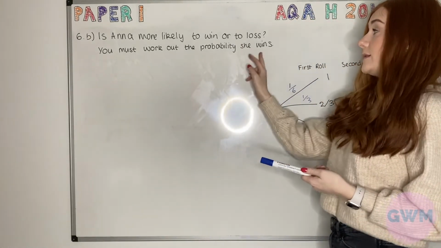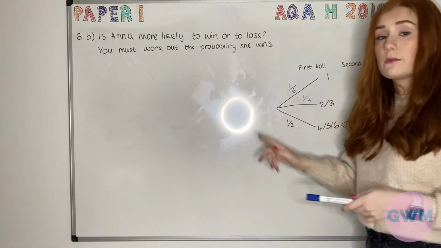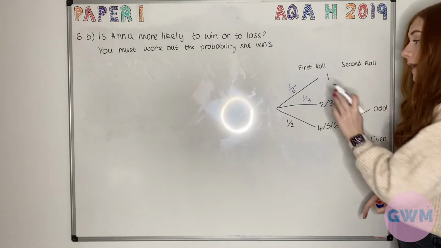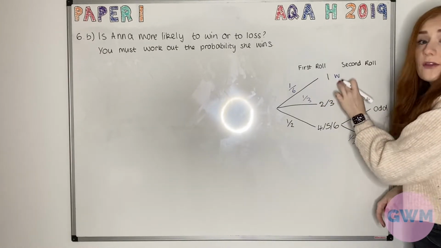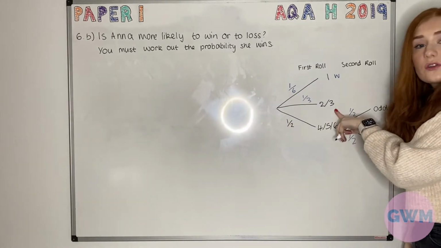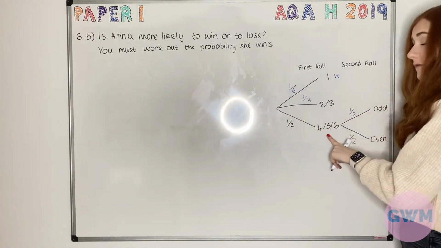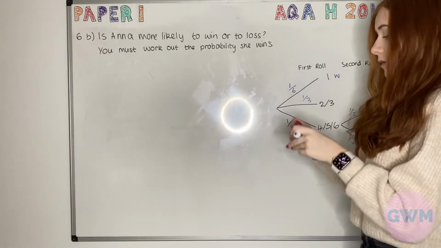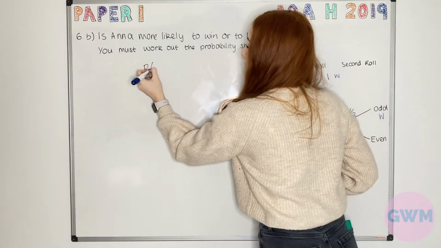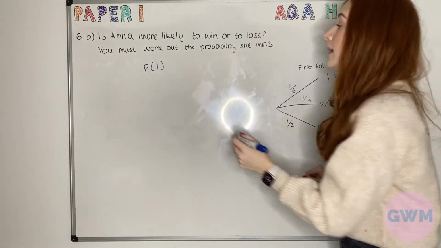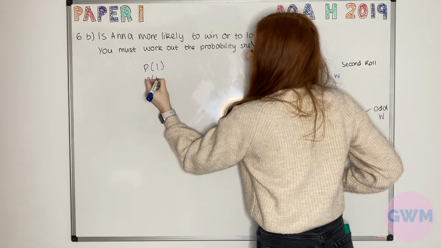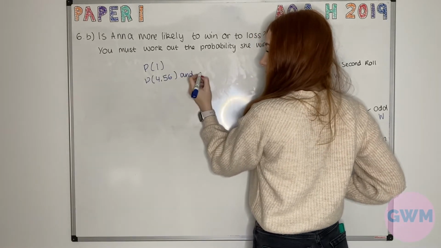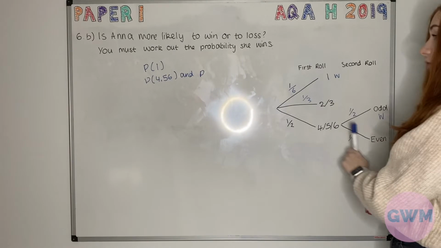Okay, the first thing we're going to do is work out the probability that she wins. To do that, we're going to look at our tree diagram for the ways in which she can win. So if you remember from 6A, she can win if she rolls a 1. So I'm just going to make a note that that's a win. She loses if she rolls a 2 or a 3, so I'm not interested in that. But if she rolls a 4, 5 or a 6 and then an odd, she's going to win. So the probability that she rolls a 1 is important because that's a win. And the probability that she rolls a 4, 5 or a 6, and, I'm going to write and there because that's important, and the probability that she rolls an odd.